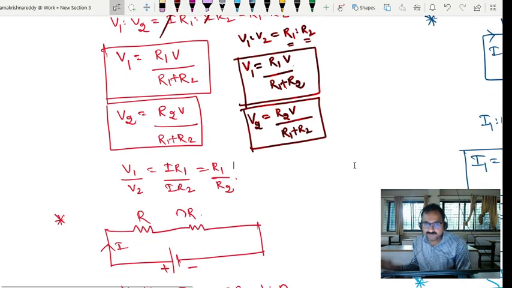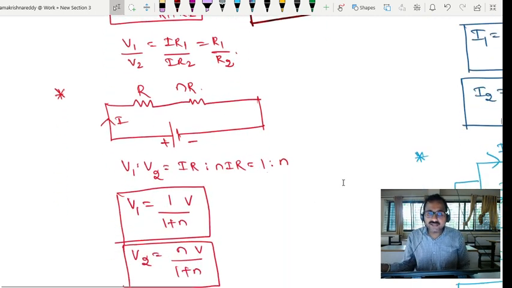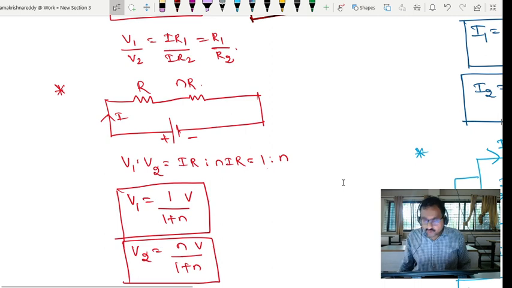So from that, V1 by V2, both will cancel. From the V1 and V2 formulas, we are getting R1 by R2. What is this? These are two different resistors. Now we are taking R and nR, when two resistors, one is R, the next one is nR.